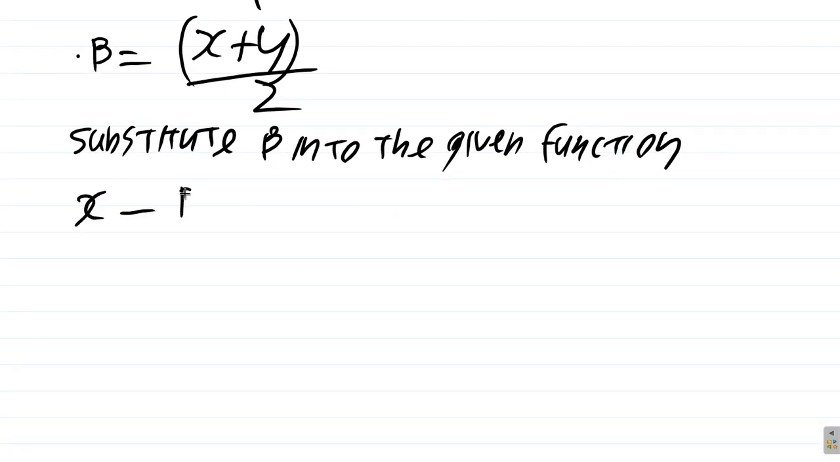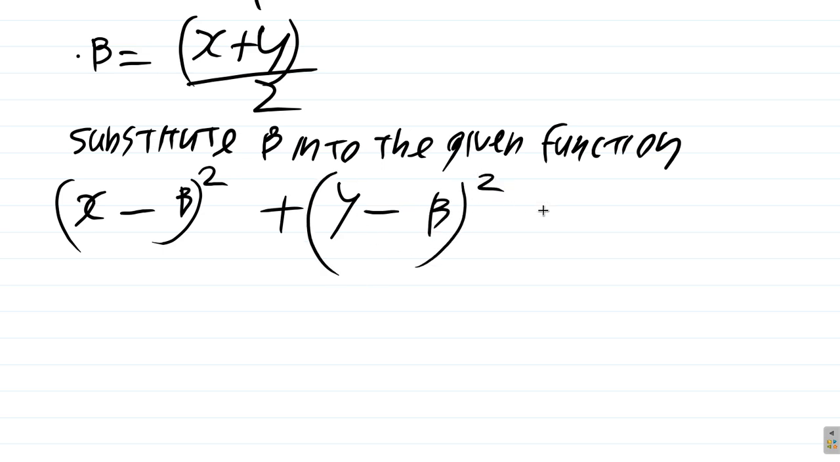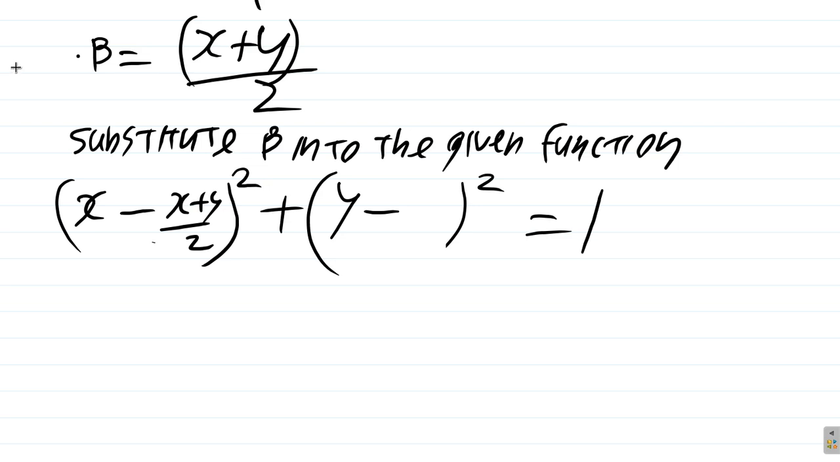There is (x minus beta) squared plus (y minus beta) squared equals 1. But beta is (x plus y) over 2. So it's going to be (x minus (x plus y) over 2) squared plus (y minus (x plus y) over 2) squared is equal to 1. Alright, we want to simplify now.